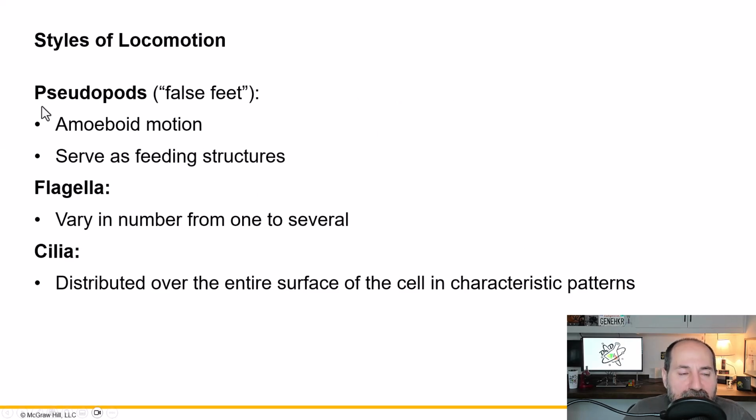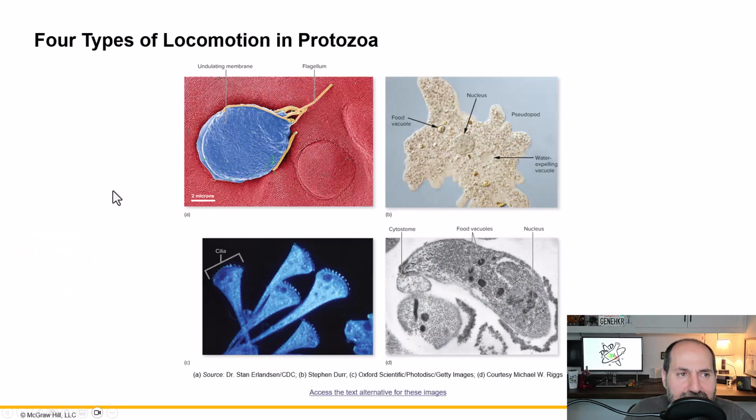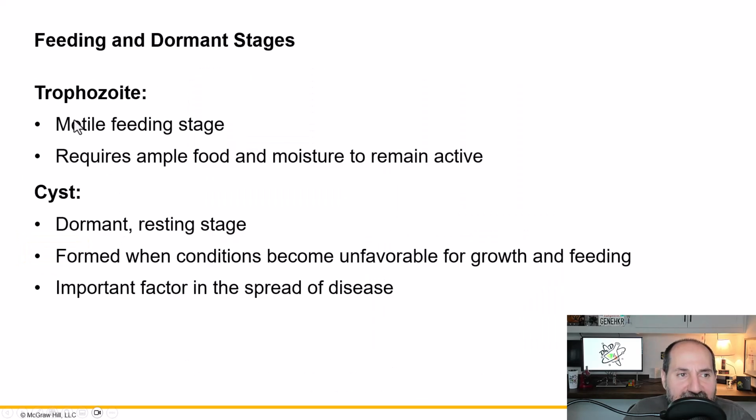They can move. Most of them have some form of locomotion. They can move with pseudopods or false feet, think about amoeba. They can move with flagella. They can move with cilia. They have different stages of life, right? The life cycle. They have the trophozoite or motile feeding stage, which is active, and then the dormant cyst stage, which is a resting stage.